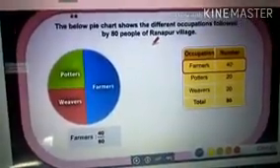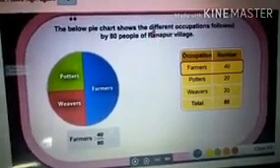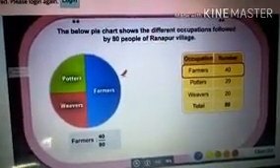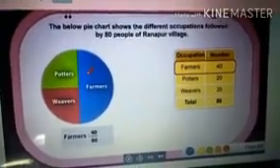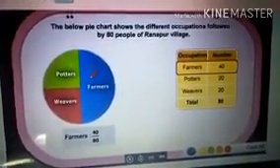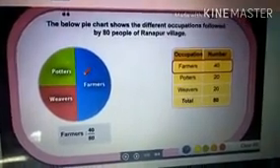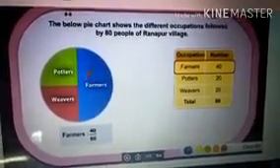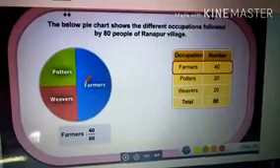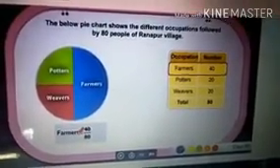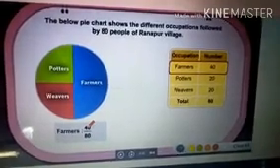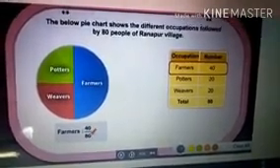Children, we already studied fractions, you know. So here also, we have to convert this into a fraction. How much region of the pie chart does the farmer occupy? So, the number of farmers, how much? 40 out of 80.